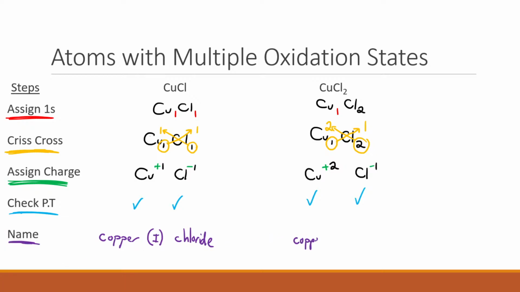Copper for the first positive ion. Chlorine becomes chloride. And we put that Roman numeral, which is going to represent the number, right? The same number of the positive charge. Because it's copper +2, we are going to put a 2 for our Roman numeral. The Roman numeral is the positive charge.